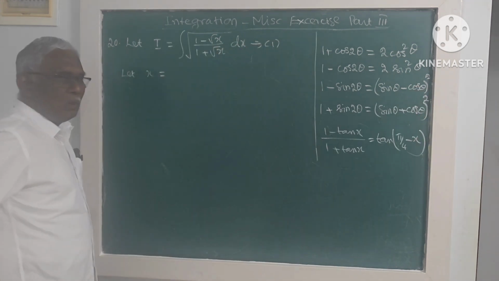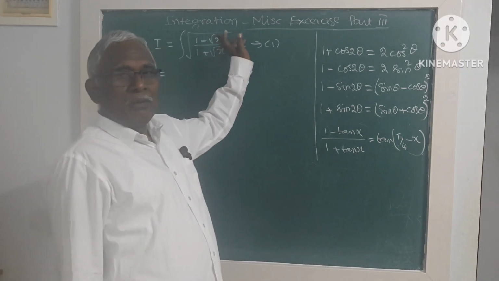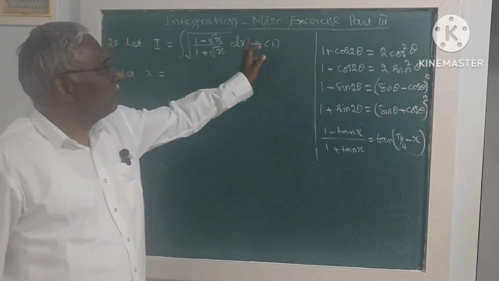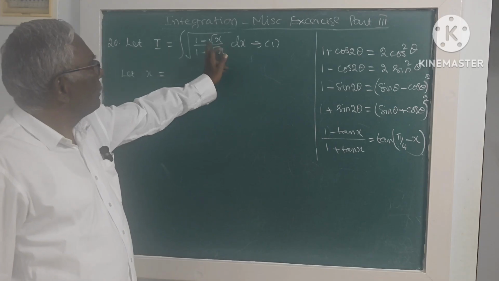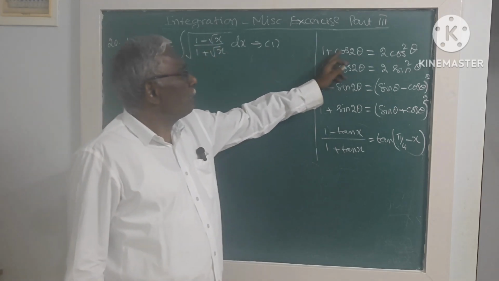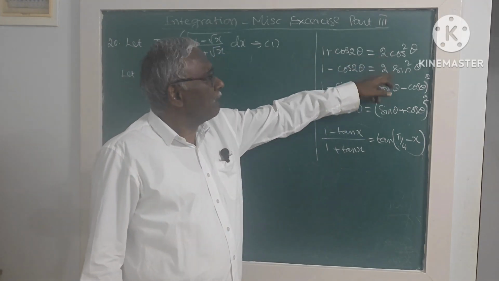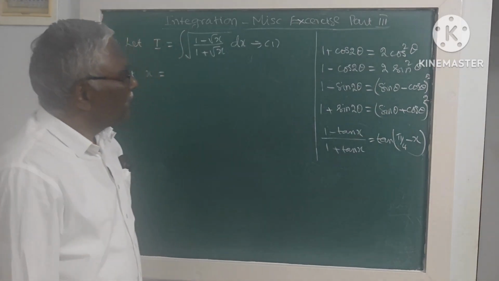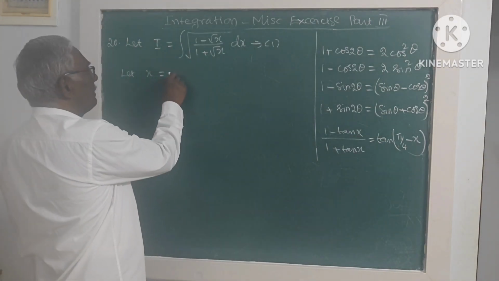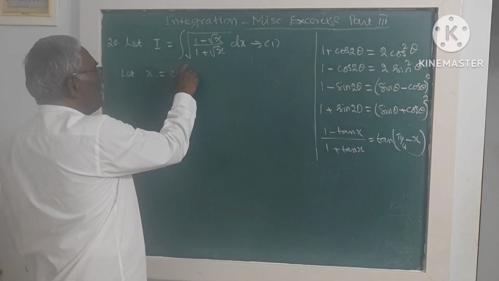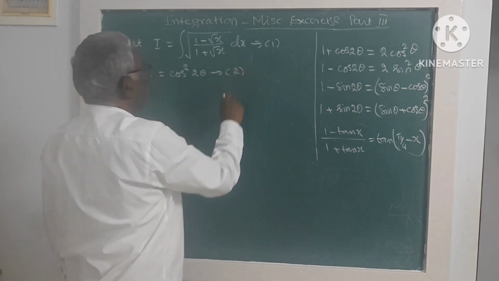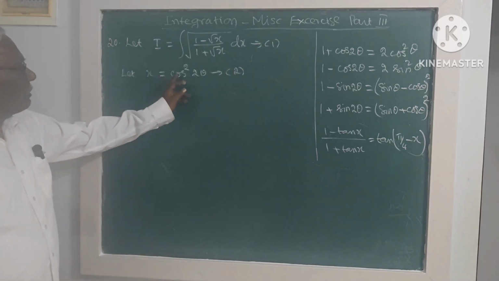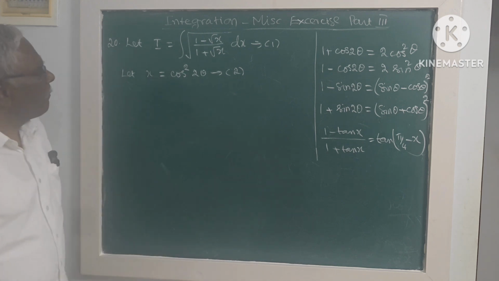X is equal to what? What value you have to substitute for x? The square root should go. So you have to substitute, 1 plus, 1 minus is there, so we can get square. So that means we have to write x as cos square 2 theta. X is cos square 2 theta.